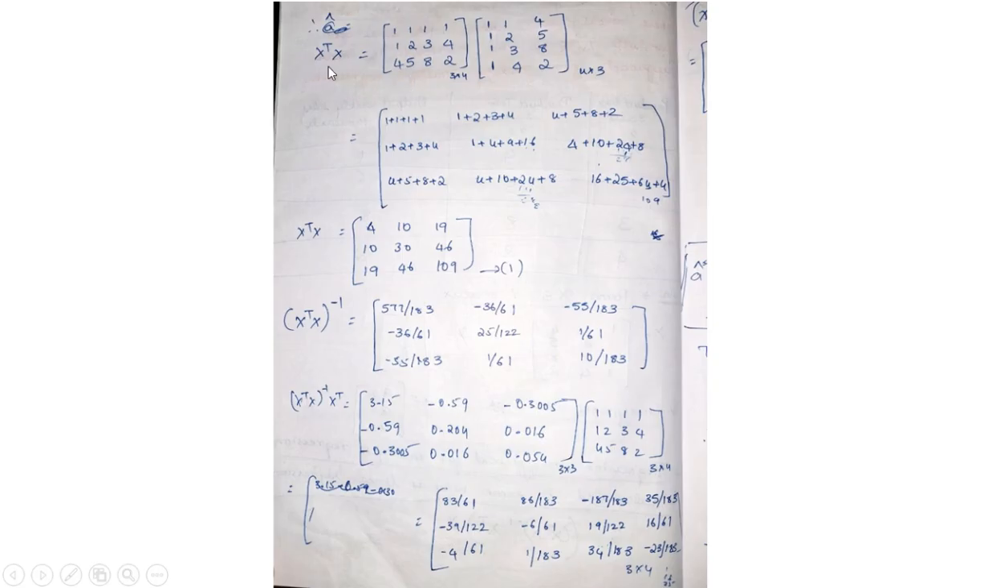Let's first find x transpose x. This is the x which we saw, and this is the transpose of x. Multiply these two, and this is the answer for x transpose x. Now you have to find the inverse of this. You can use a calculator to make it faster. X transpose x inverse is this. Now x transpose x inverse is multiplied with x transpose. So when I multiply, this is the answer I am getting.